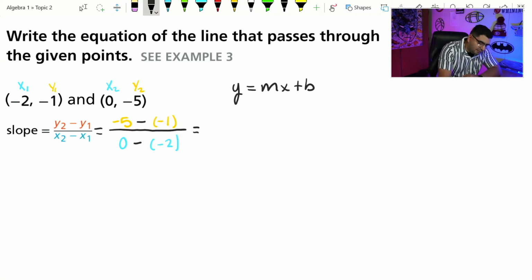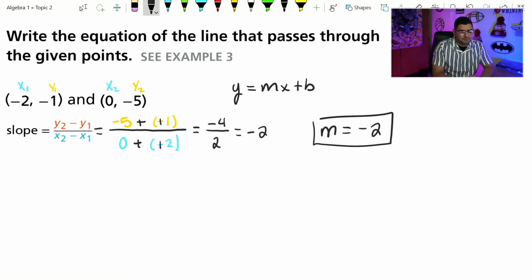And we know in math that when I have a negative minus negative, it actually turns into a positive. So these become addition. I have -5 plus 1, which leads me to -4, all of that above 0 plus 2, which is 2. My fraction would then simplify: -4 divided by 2 is simply -2. So this is how I find m. m is equal to -2 in this case.